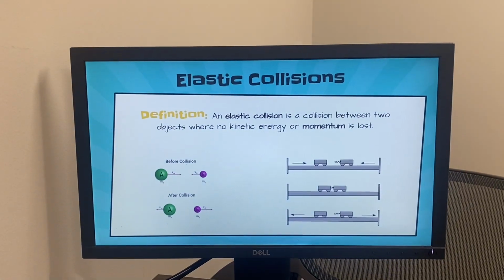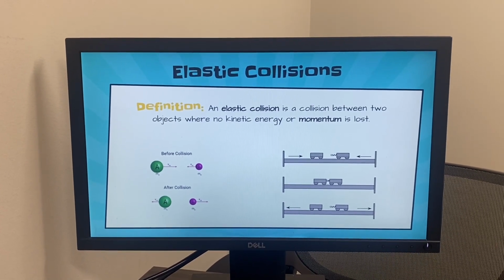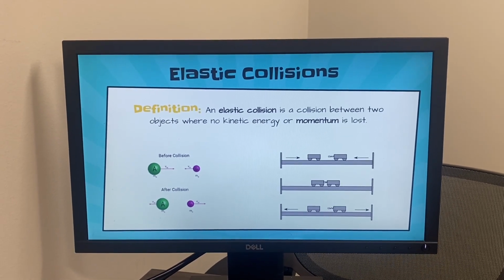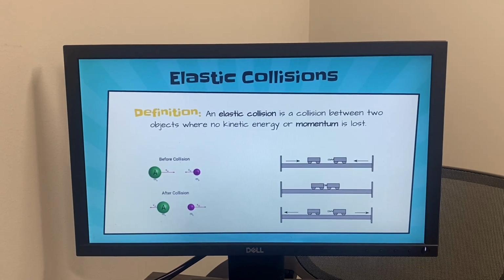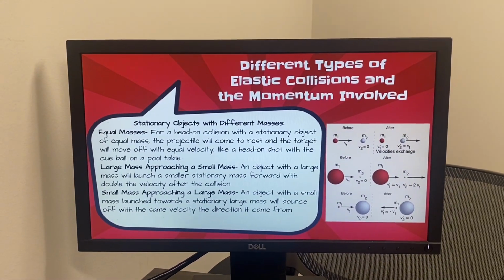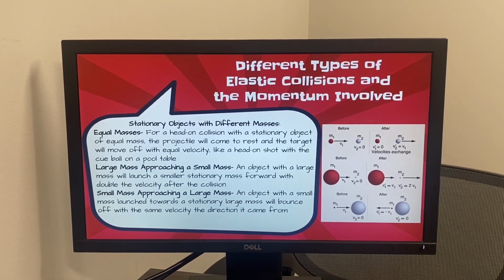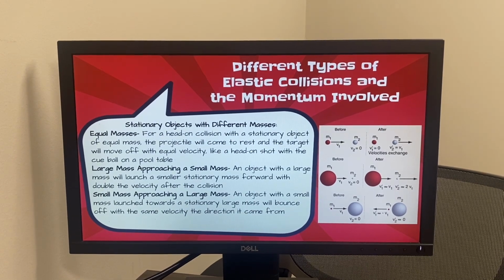The definition of an elastic collision is a collision between two objects where no kinetic energy or momentum is lost. The definition of momentum is a measurement of mass in motion, which is mathematically denoted as mass times velocity. For a head-on collision with a stationary object of equal mass, the projectile will come to rest and the target will move off with equal velocity, like a head-on shot with a cue ball on a pool table.